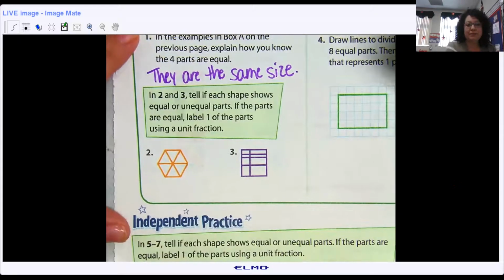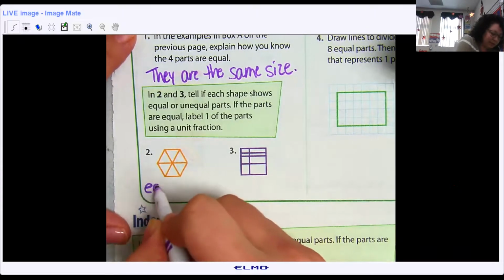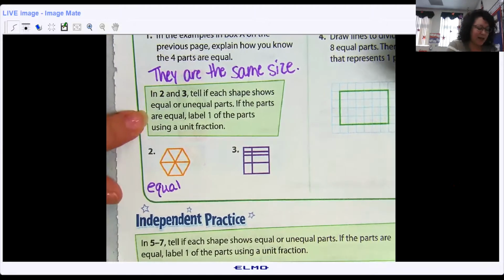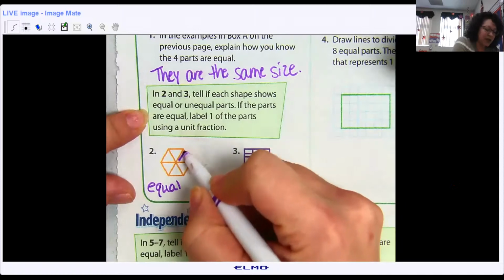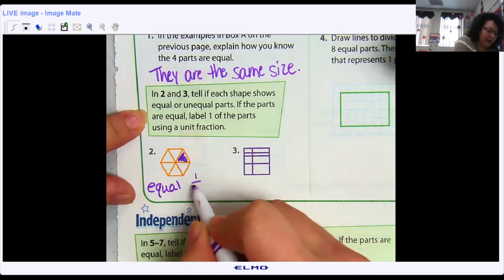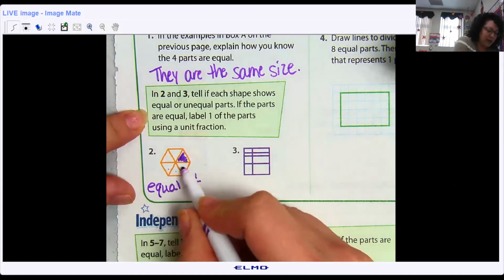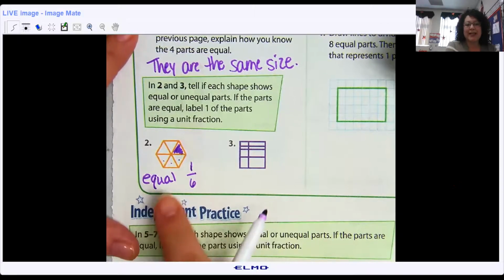Are these equal? Yeah. They are equal. And it says if they are equal, label one of the parts using a unit fraction. So one of the parts would be 1, 1, 2, 3, 4, 5, 1/6. So that unit fraction is 1/6.